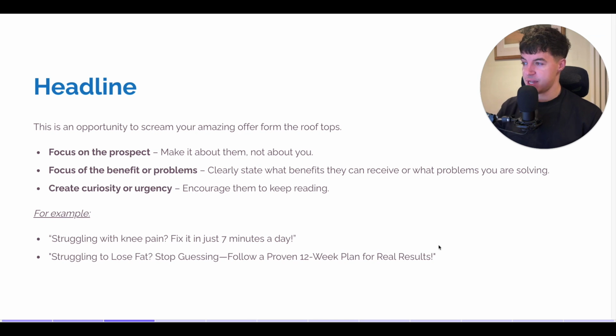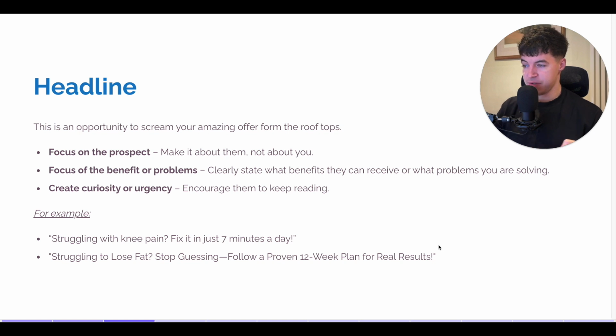So first we have the headline. Okay, so this is an opportunity to scream your amazing offer from the rooftops. Some key points when it comes to your headline are: focus on the prospect. Okay, so make it about them and not you. This is going to be a common theme that you see come up. This doesn't just apply to the headline. This is key to the entire landing page. So you'll see this come up again and again, but very important in the landing page.